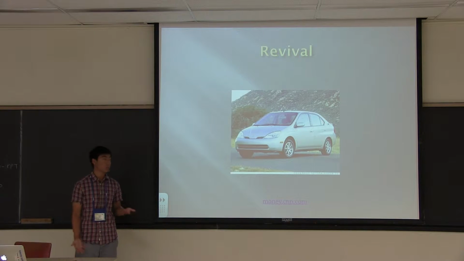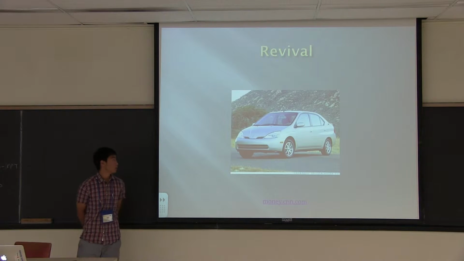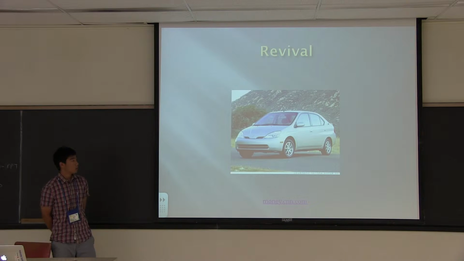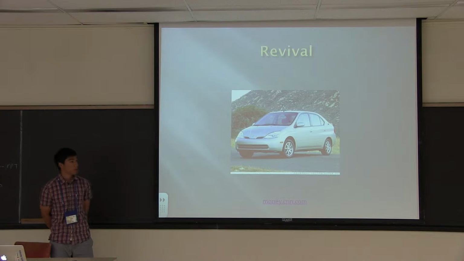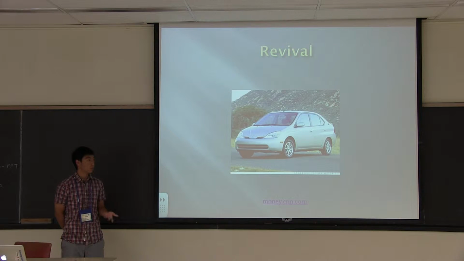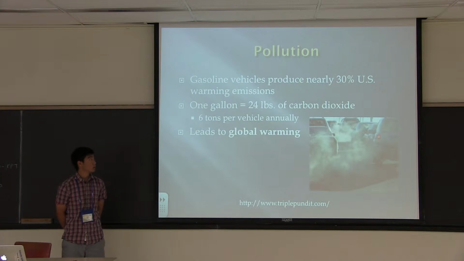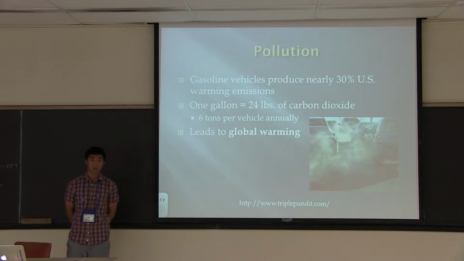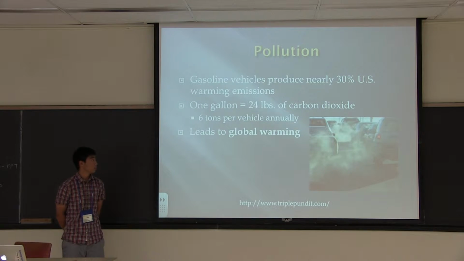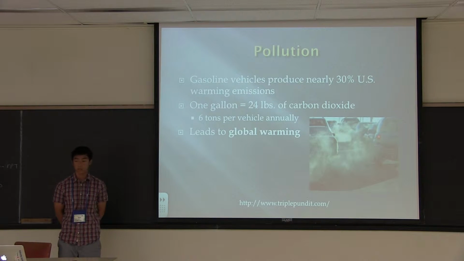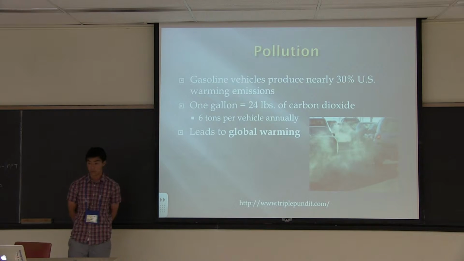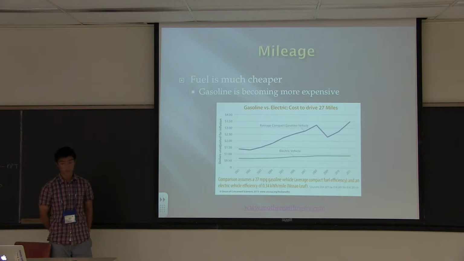But today we see a sudden revival of these electric cars. This is a 2000 Toyota Prius, one of the older versions of the electric cars that we have today. And there are many reasons why there's a sudden revival for electric cars. One is the increase of pollution. Gasoline vehicles account for around 30% of the warming emissions that we have today. And 1 gallon of gas equals around 24 pounds of carbon dioxide, leading to around 6 tons per vehicle annually. And of course, that leads to global warming.